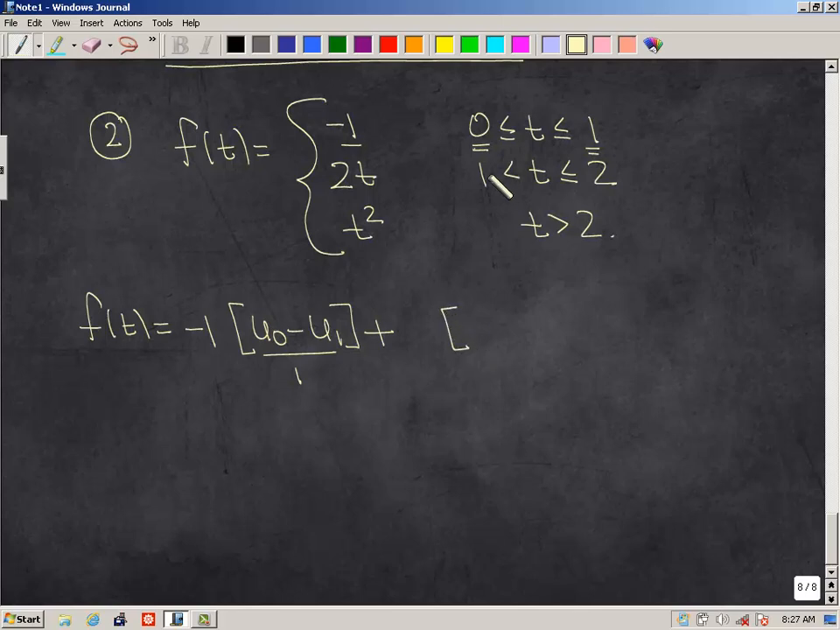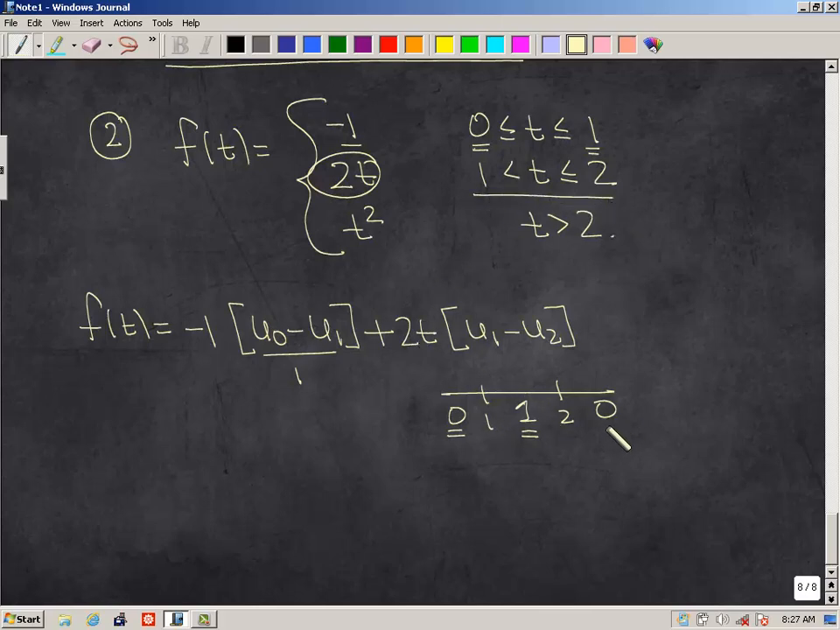Plus, this piece comes on between 1 and 2. So between 1 and 2, this is going to be 1, and everywhere else it's going to be 0. So if you want the value of 2t between 1 and 2, you just multiply it by 2t, because if you take 2t times 0 before 1, you'll get 0. 2t times 1 between 1 and 2, you'll get 2t, which is exactly what we want, and after that it's going to be 0.